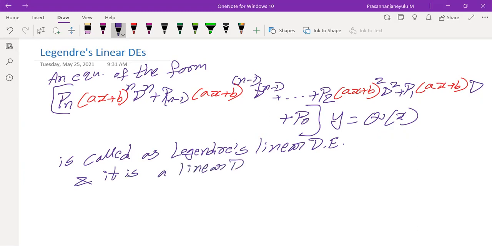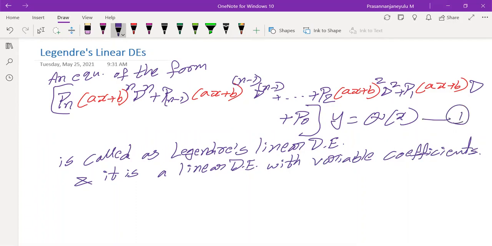This is the step I am giving so that we can convert a linear differential equation with variable coefficients to one with constant coefficients. Yes or no? Now I'm taking this as equation number 1. How to convert it into a linear differential equation with constant coefficients?